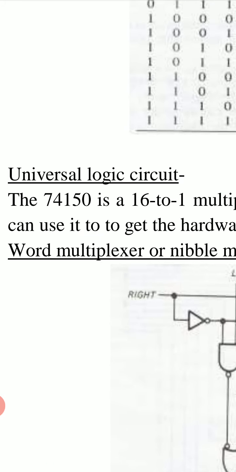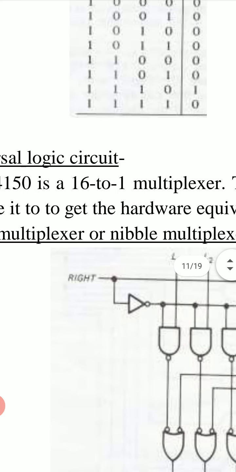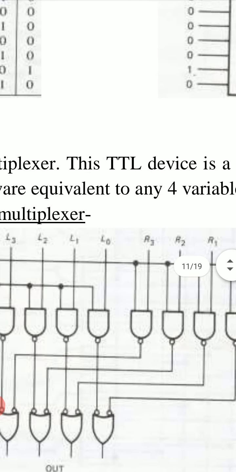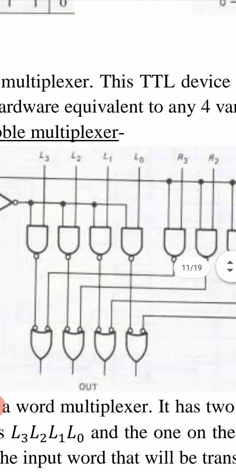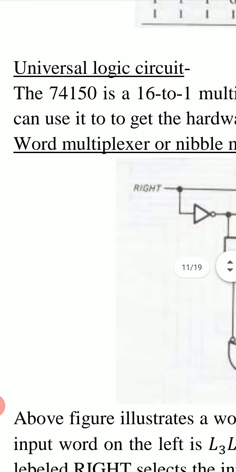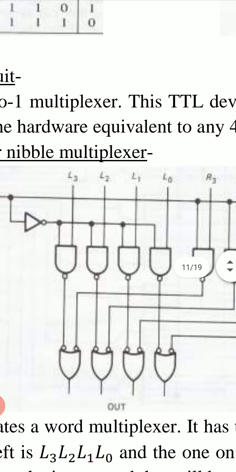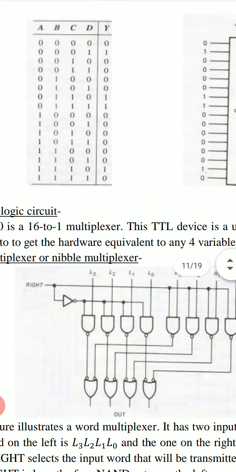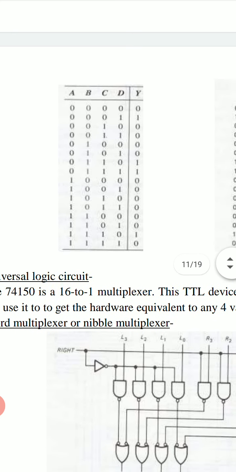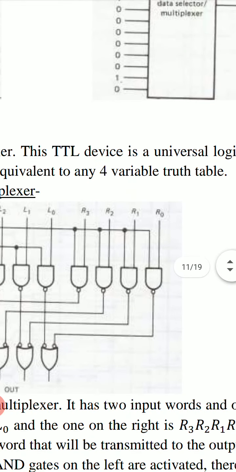Universal logic circuit. This 74150 is a 16 to 1 multiplexer. This TTL device is a universal logic circuit because we can use it to get the hardware equivalent to any four variable truth table.